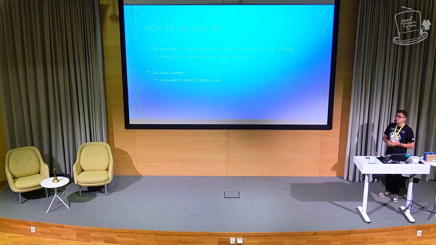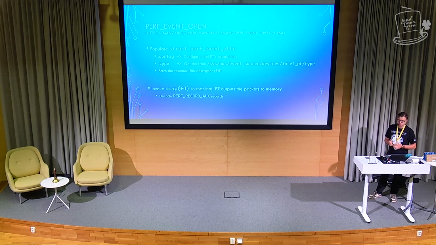So if you want to use it in your application or in your system, how can you do it? First of all, given that you have an Intel processor, you have to check with CPUID what are the exact capabilities. And after you detect all these capabilities, you have to write to some MSR registers, how to use it, and it will be working. However, if you have a Linux system, you can just do it via the perf_event_open syscall. It is very easy.